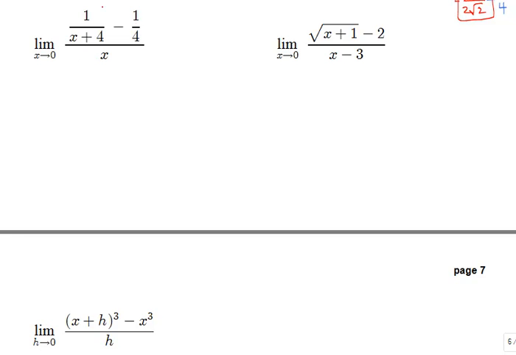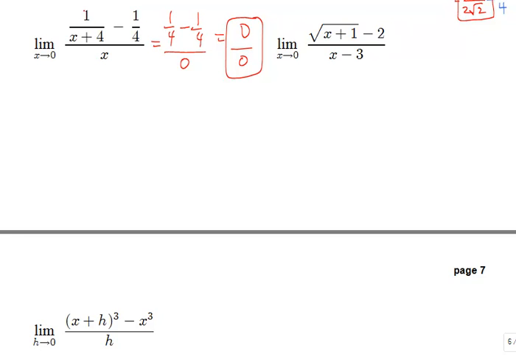This one is a complex fraction. It has fractions within fractions. So if we go and we try to plug in our 0 right away, 0 plus 4 would be 4. So this is going to be 1/4 minus 1/4, which is 0. And if I plug in 0 in the bottom, I'm going to get 0 back again. So there's that indeterminate form. That's when you have to pull out your bag of tricks.